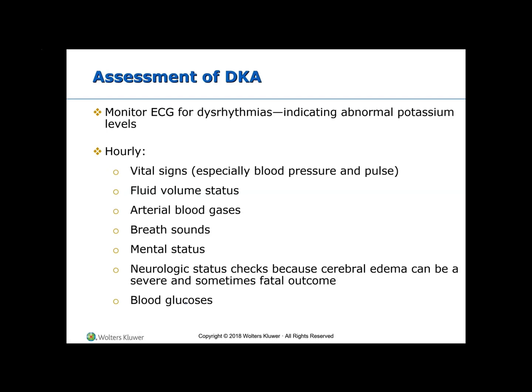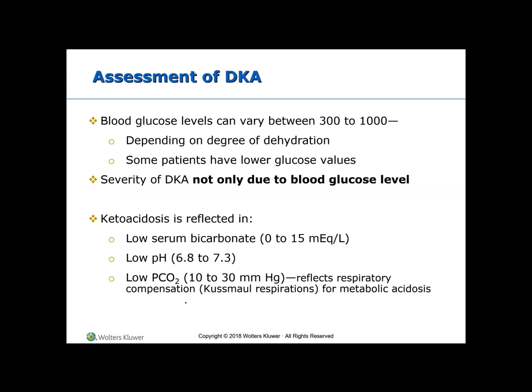If they're in with DKA, usually it's hourly vital signs and fluid volume status, so frequent I's and O's, frequent ABGs, and mental status and neurologic status. This is going to be frequent, Q1. Generally, depending on the severity of DKA, patients will be in the ICU. Frequent lab values, usually Q1, checking your ABGs, your blood sugars, and your electrolytes.